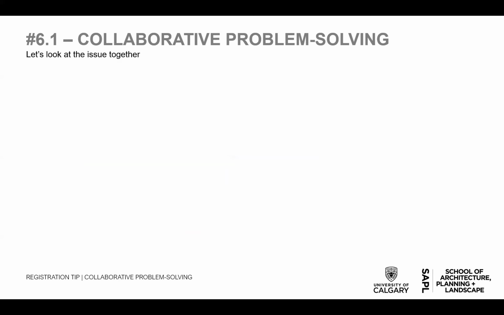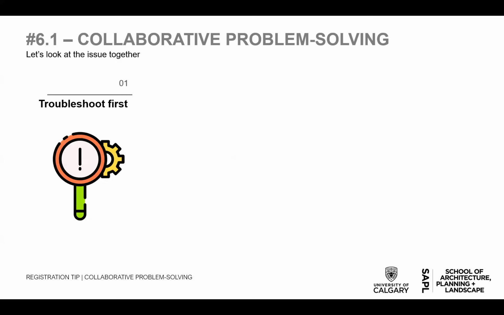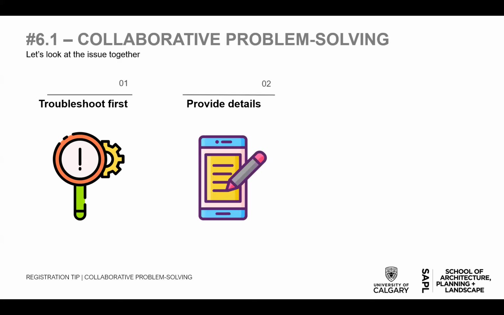Step 1, when you reach out for help, make sure that you've tried troubleshooting first, whenever possible. This is related to step 2, where you want to provide as many details as possible to your situation. You could include relevant screenshots of the error, a list of steps that you've already tried, and the results of these approaches, etc. The more details I have, the better I can tackle your registration problem.